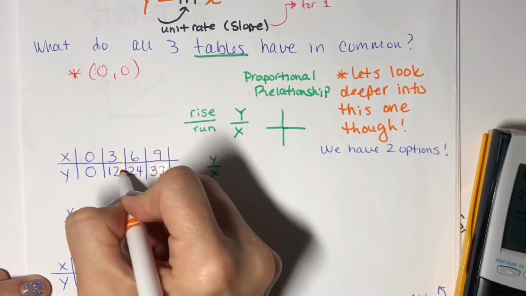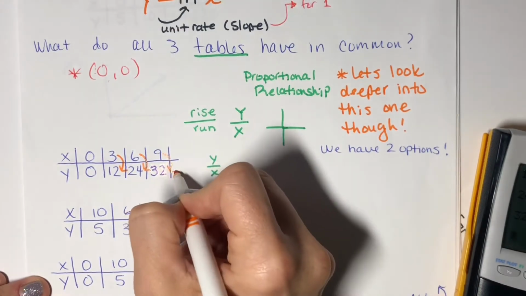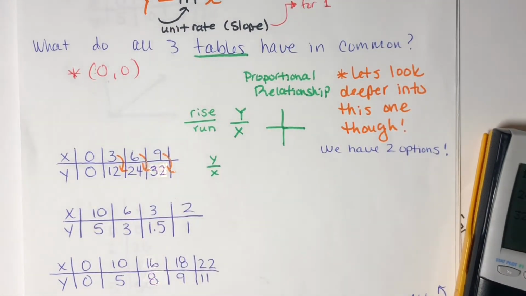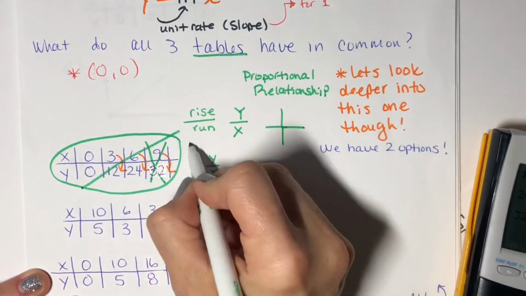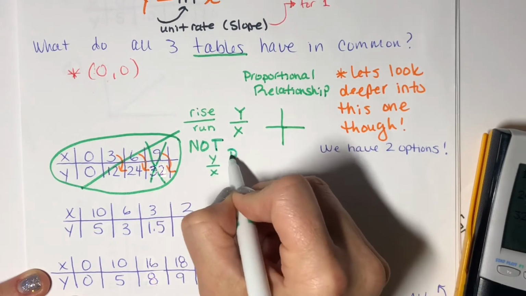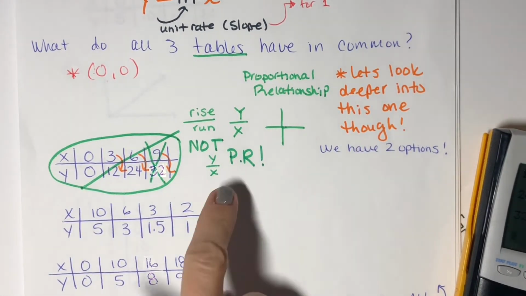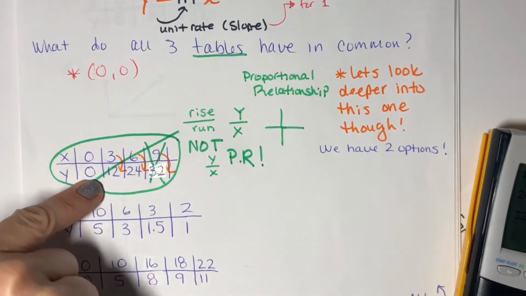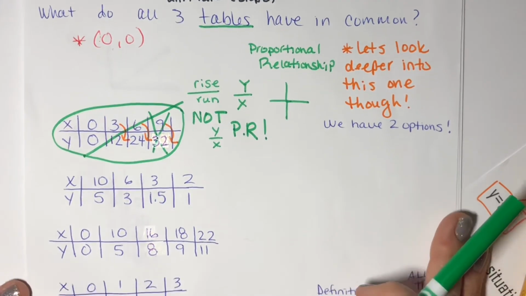I can't just say, oh, 3 times 4 is 12. 6 times 4 is 24. 9 times 4 isn't this. So the fact that this 32 is there means that this table does not represent a proportional relationship. It's not a proportional relationship. And so just saying that it contains the point 0, 0 is not enough, okay? Let's take a look at this next one.